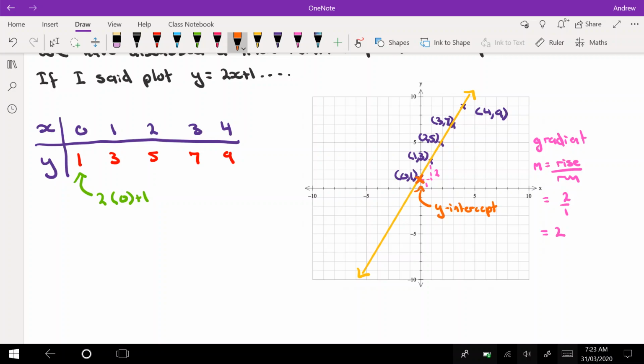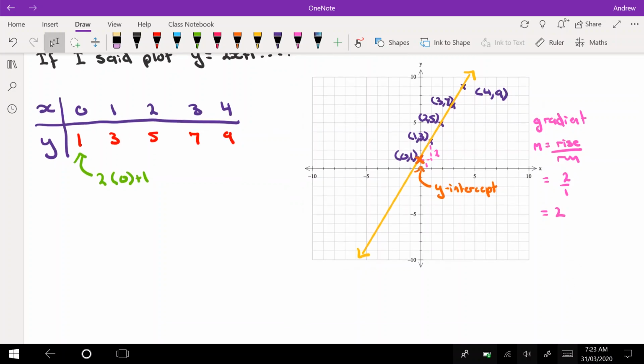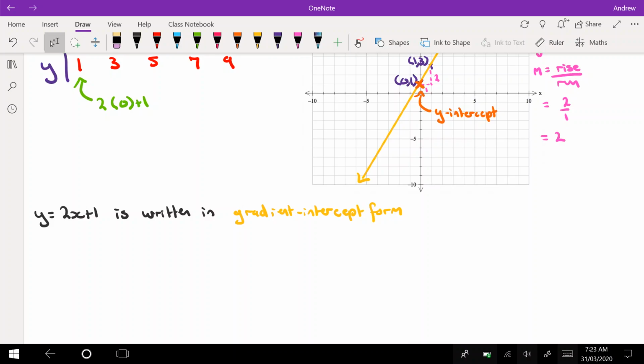Now, why is this important? Well, because when we write y equals 2x plus 1, y equals 2x plus 1 is written in gradient-intercept form. And we call it gradient-intercept form because once you write it like that, you can easily pick out the gradient and the y-intercept just from the equation of the graph.